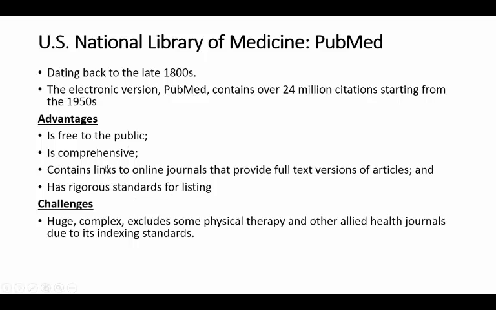The challenge with PubMed is that it is so huge, it can give you results in the thousands sometimes. It is very complex. You need to learn how to search it. It excludes some of our physical therapy journals and allied health journals like nursing, speech therapy, and so on because it has very, very rigorous indexing standards. So it will not just list any journal. So some of the journals are not listed in PubMed.